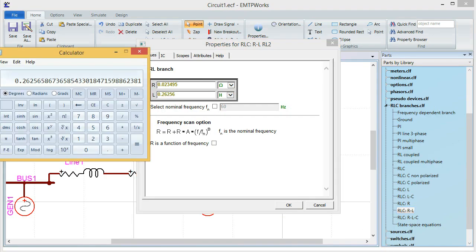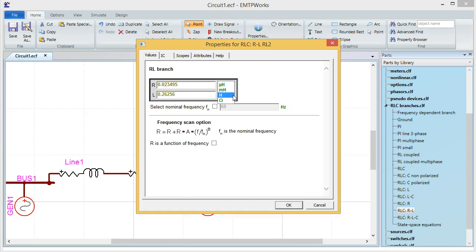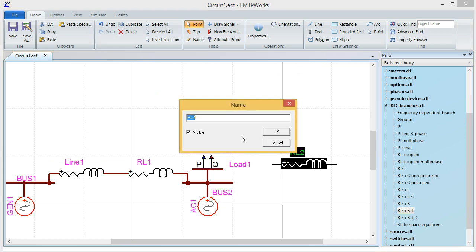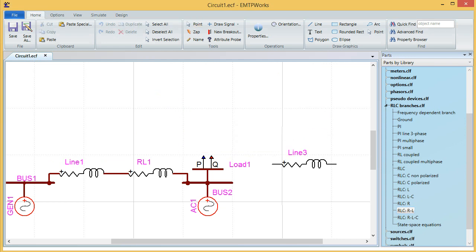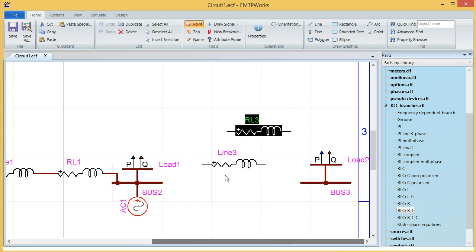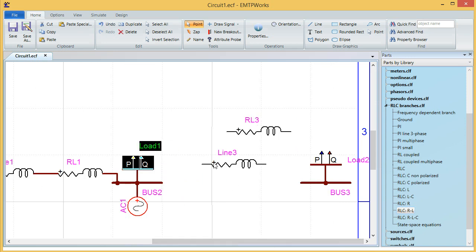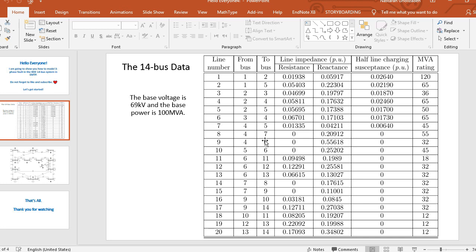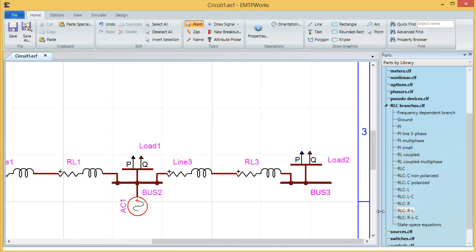Okay, and this one is in millihenries, and the frequency and no attributes, and this one is named line 3. And I'm just gonna copy and paste that to get the second half, RL3. The rest of it is done in a similar way, and there's no difference, just that for some lines we don't have the values. So for those lines, we are just gonna use the RL model, and no other points.